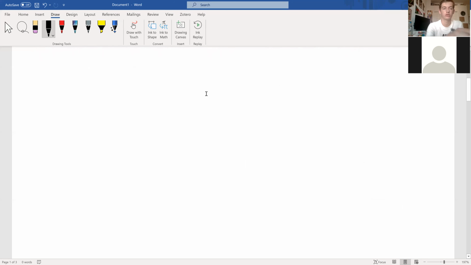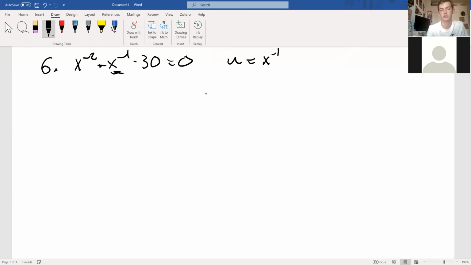Since I kind of butchered that, I'll do 6 as well, just to show the substitutions. So this one's a little bit weirder. So x to the negative 2 minus x to the negative 1 minus 30 equals 0. As I mentioned, whatever is in the middle, that's what you make your u. So u equals x to the negative 1. Therefore u squared equals x to the negative 2. So we get u squared minus u minus 30 equals 0.